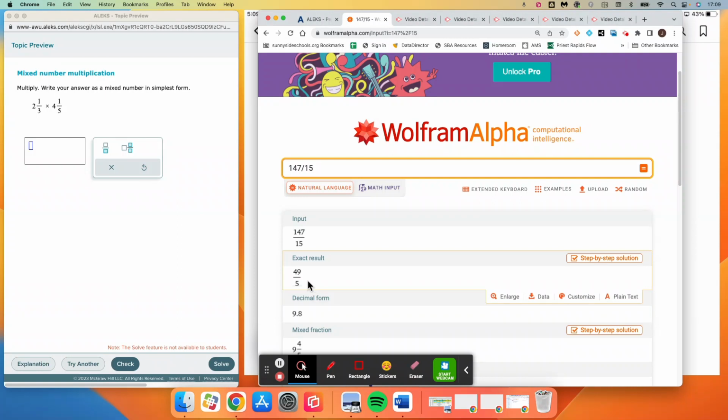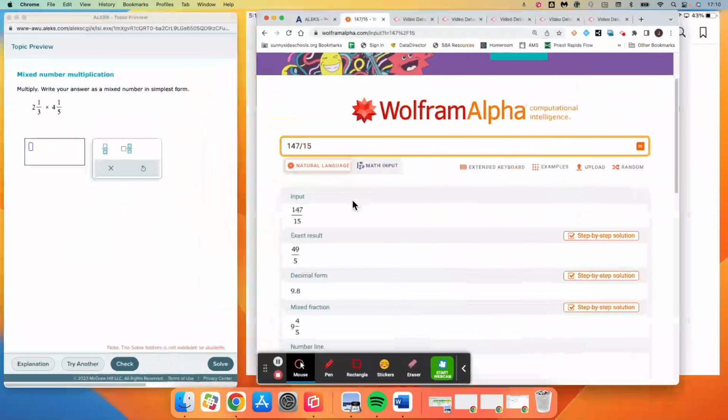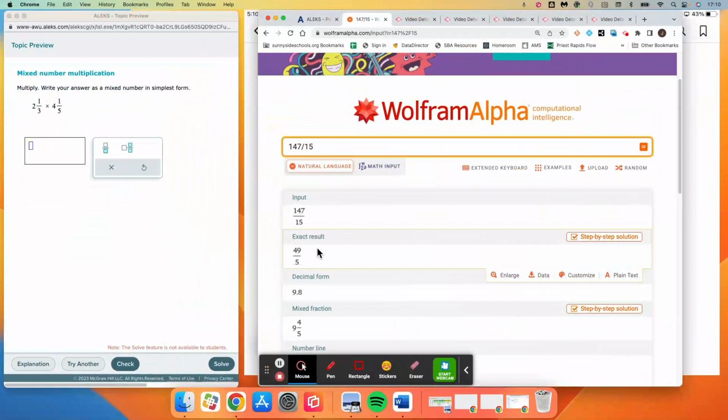And if you were to rewind the video to where I was doing the cross-canceling, this was going to be a 7, this was going to be a 1. 7 times 7 would have made 49. 1 times 5 would have made 5. So if you get to a nasty fraction that you're trying to simplify, just throw it in Wolfram. Wolfram will simplify it for you.